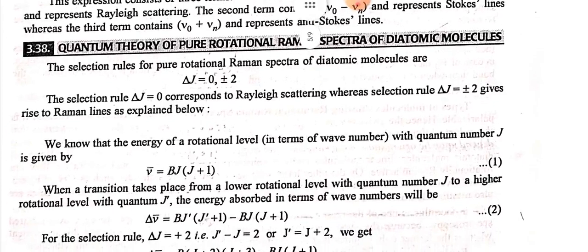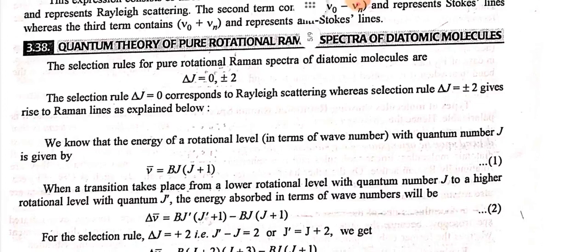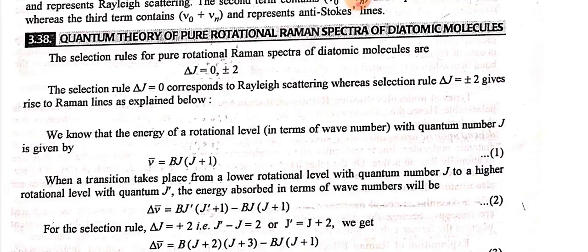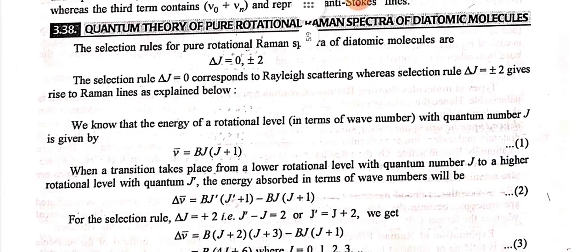Section 3.3.8, the quantum theory of pure rotational Raman spectroscopy of a diatomic molecule. The selection rules for rotational Raman spectroscopy of diatomic molecules are delta J equal to 0 and plus or minus 2. The selection rule delta J equal to 0 corresponds to Rayleigh scattering, whereas the selection rule delta J equal to plus or minus 2 gives rise to the Raman lines, as explained below.